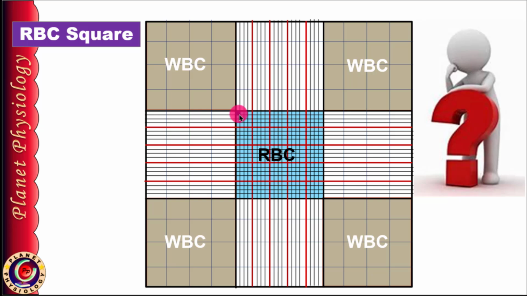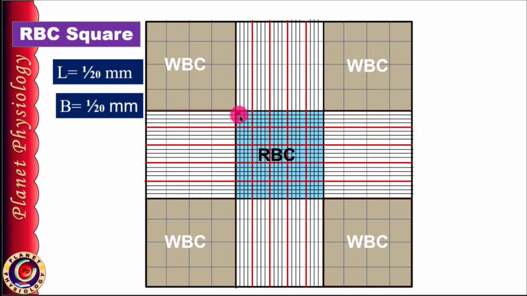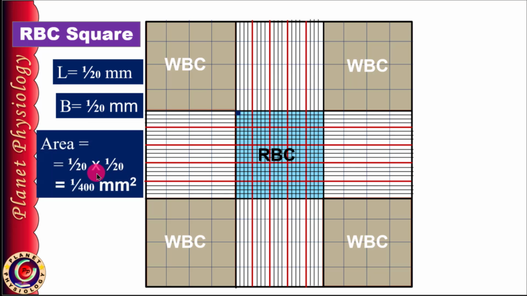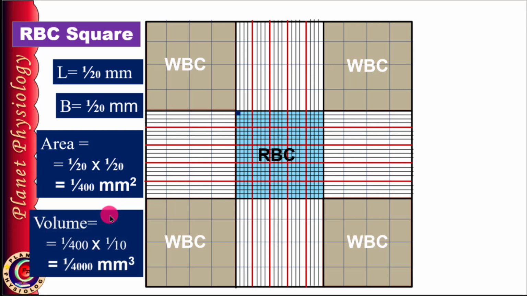Okay, very good. Since each of the medium size squares has a side of 1/5 mm and it is divided into 4 equal parts, the length of each smallest square becomes 1/5 into 1/4, that is 1/20 mm. Thus, the smallest square has dimension of 1/20 by 1/20. The area becomes 1/400 square millimeter and the volume becomes 1/400 into 1/10, that is 1/4000 cubic millimeter.